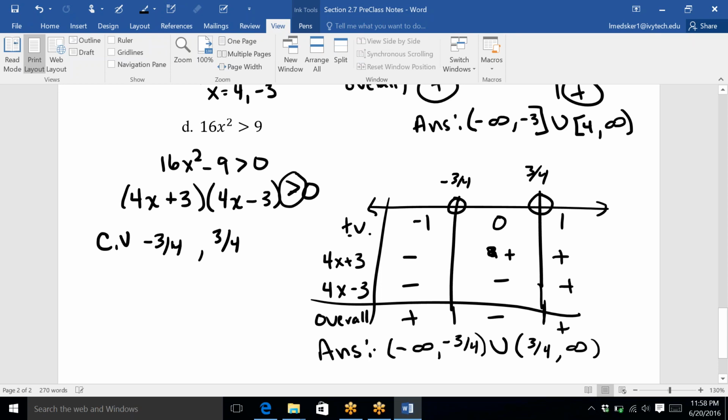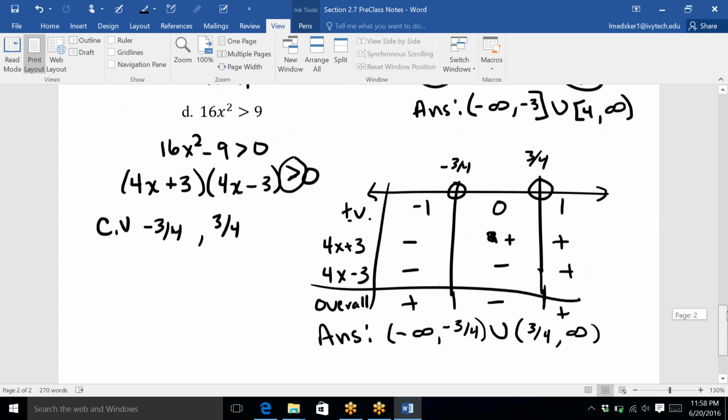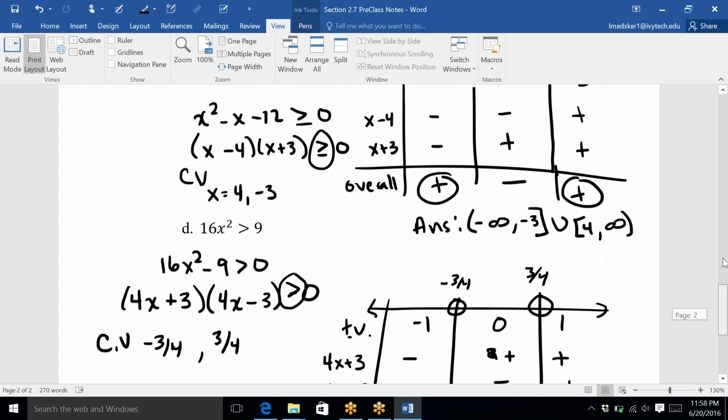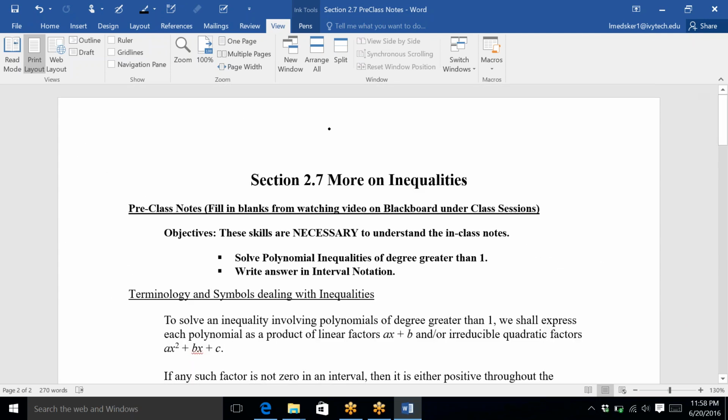I have 2 more of these that we'll do in class together on Wednesday, but I figured that getting a jump start on some of the examples might help speed that along a little bit. So that is the end of the 2.7 pre-notes.